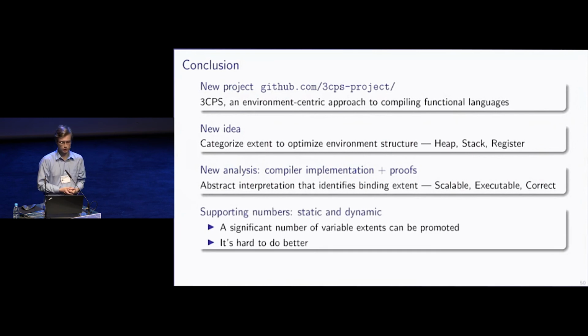Finally, we have some supporting numbers, both static and dynamic. What we show is that a significant number of variable bindings can be moved out of the heap, both just looking at the syntax and looking at the dynamic behavior of the program, and that it's hard for this analysis to do better. It's really quite precise already.